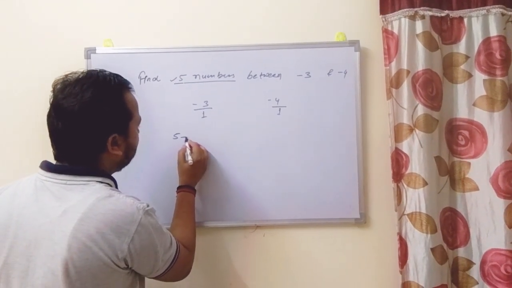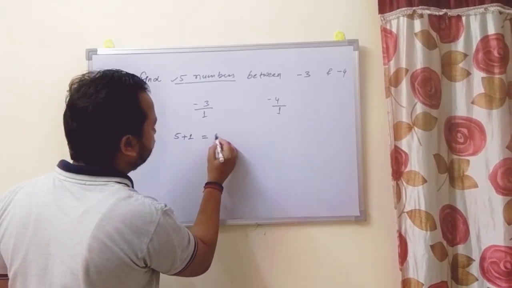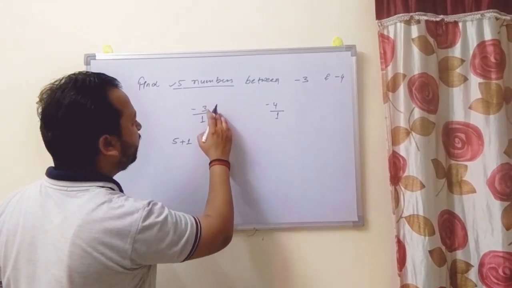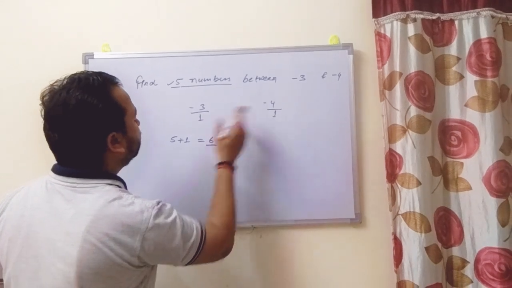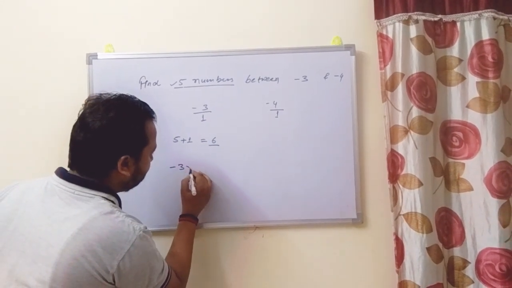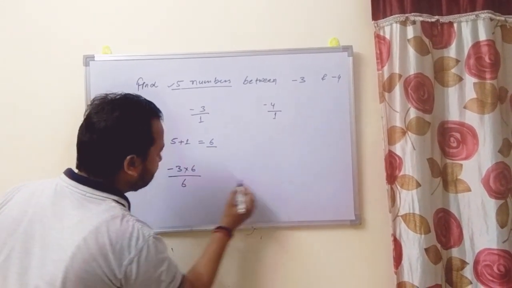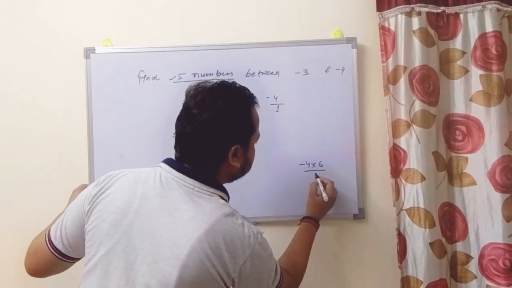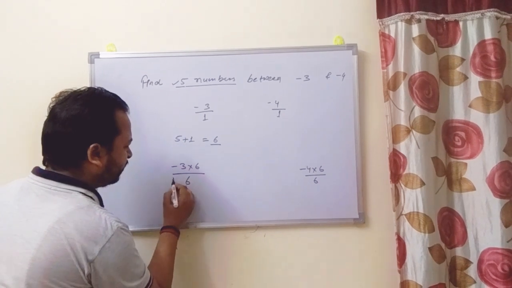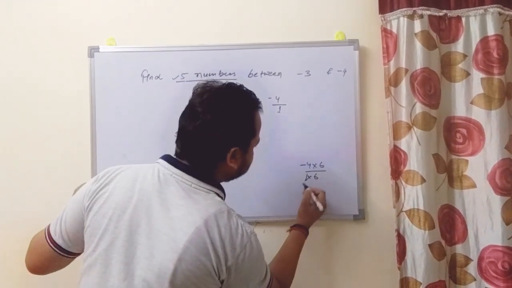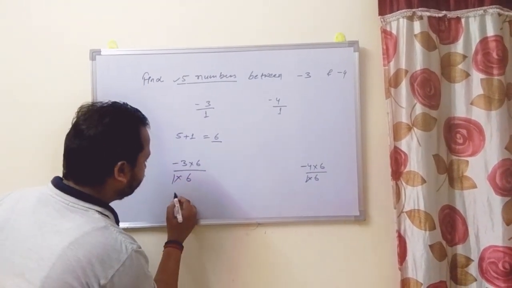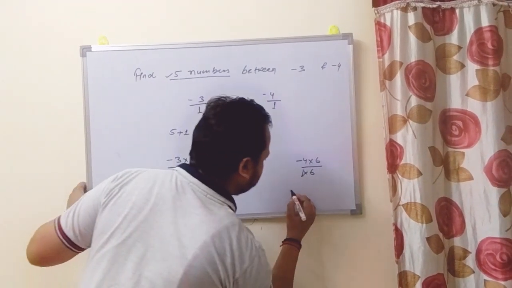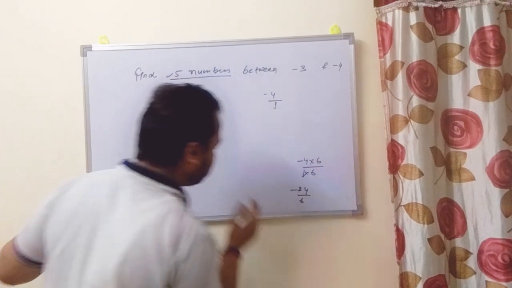So what we have to do, 5 plus 1, that equals 6. So multiply by 6 in both numerator and denominator of both numbers. So -3 multiplied by 6 divided by 6, and here -4 multiplied by 6 divided by 6, or you can say 1 multiplied by 6, right? So you get -18 upon 6, and here -24 by 6.